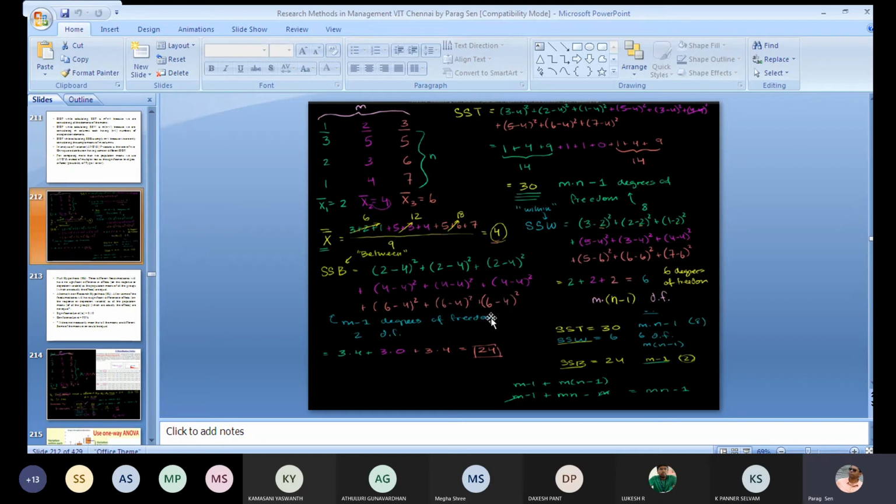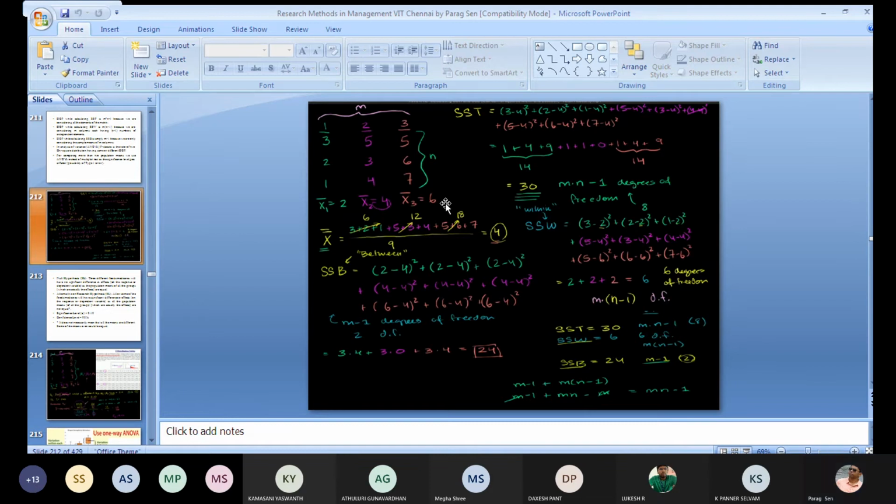Very interesting to note that the sum of square total you have got is 30. Here the sum of square between you have got is 24, and the sum of square within you have got is 6. So 24 plus 6 is 30, the total sum of square. You can verify it. Similarly, when you are considering the degrees of freedom, the total degrees of freedom is 8.